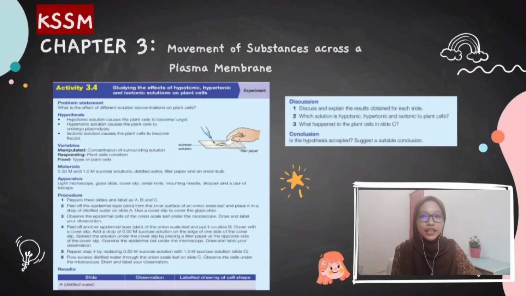But rather than studying the effect of hypotonic, hypertonic and isotonic on animal cells, this experiment focuses on plant cells. Students will know the terms turgid and flaccid to show the condition of a plant cell in this experiment. Students will also relate their data to determine the phenomena involved, whether the plant cells undergo plasmolysis or deplasmolysis.